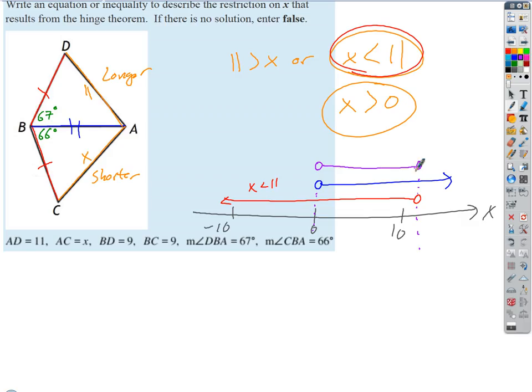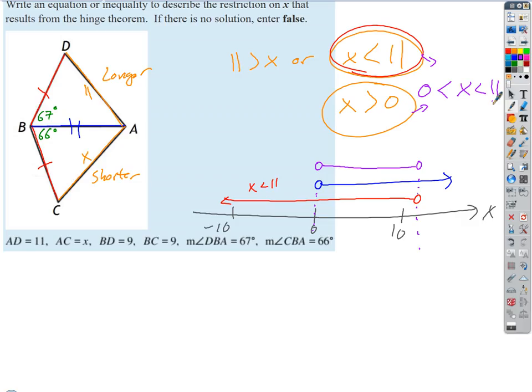Now, how would I describe that region? X is greater than 0 and less than 11, right? Everybody see that? So really all we've done to combine these things is we've recognized that this is our lower limit. So x is going to be greater than the lower limit and less than the upper limit, right? That's a compound inequality. It's an and inequality, isn't it? Because we're pinching x between the lower limit and the upper limit.